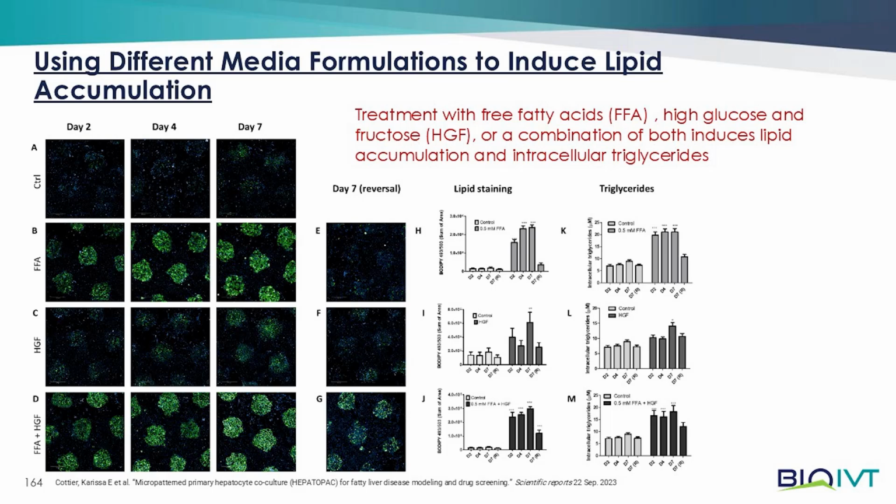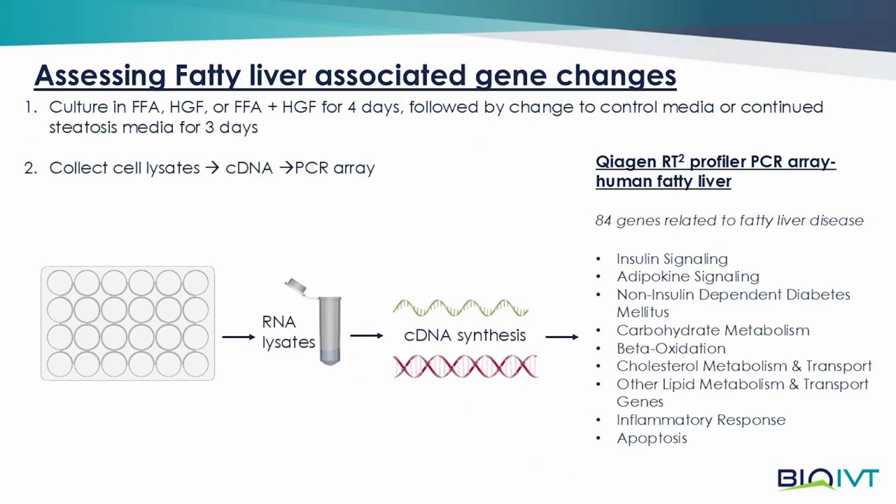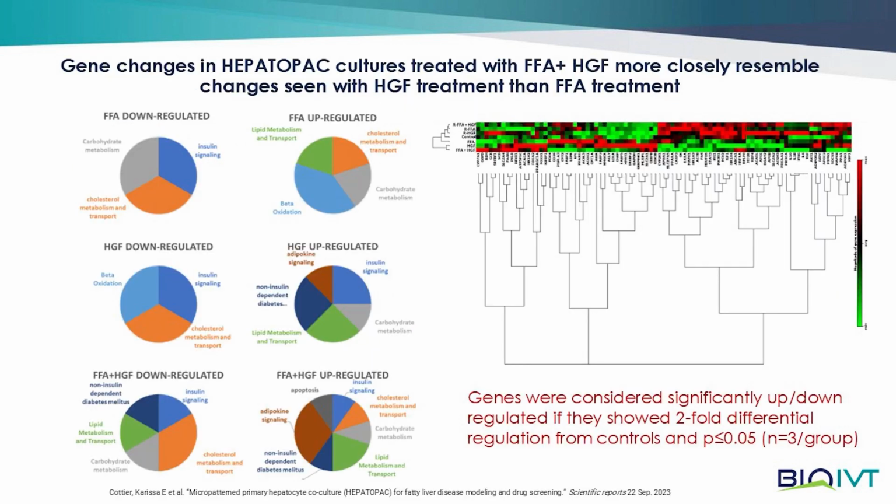We had also done some assessment of fatty liver-associated genes. So again, cultured with these different media, and used a QIAGEN PCR array profiler for human fatty liver disease, and assessed 84 genes related to human fatty liver disease. And kind of mirroring what we saw with the lipid accumulation, the more complex changes were associated with the high glucose fructose treatment, or the combination of free fatty acid and high glucose fructose. So that's driving kind of a more disease-relevant phenotype.